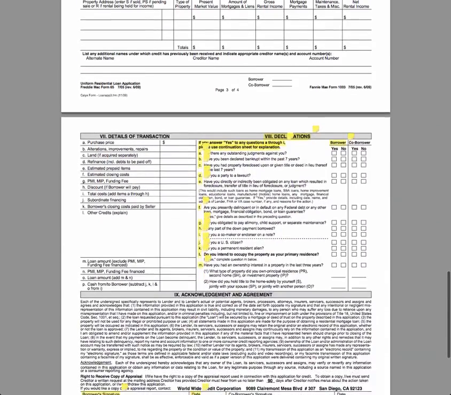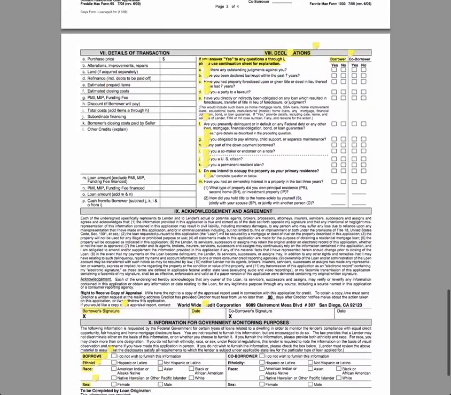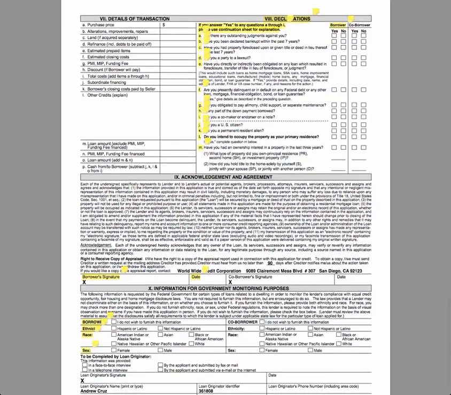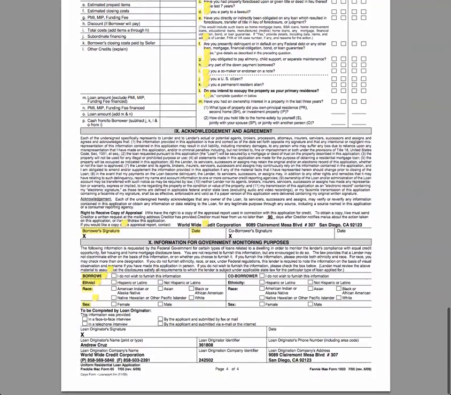Moving on to the final page of the loan application, this is where you identify yes or no to what they call declarations. You see there are a number of questions here on the left-hand side, and then for the borrower and the co-borrower, you both have to say yes or no to these questions. At the bottom, there's a signature for the borrower and co-borrower if there is one.